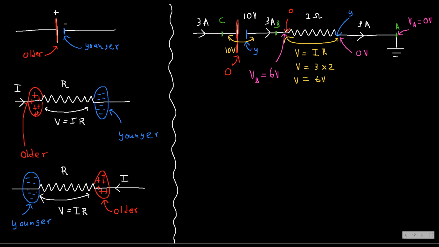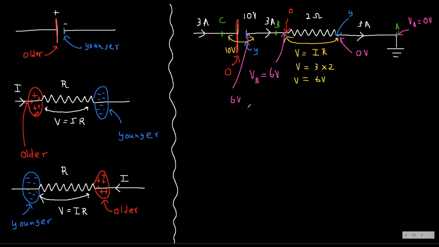If this one is 6 volt, what is the voltage at this point? Tell me, what is the voltage at this point? 6 volt. What is the voltage of this point? It is also 6 volt. Am I correct? Is it clear for everyone?